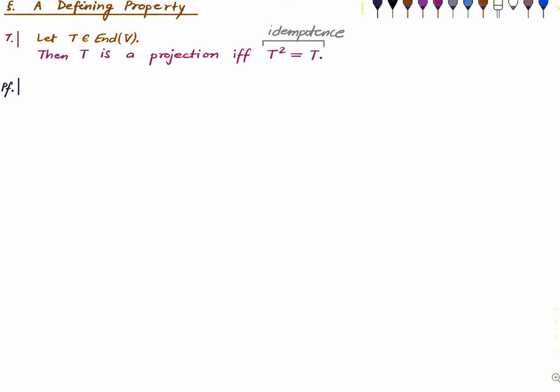So you call an endomorphism idempotent if its square is itself, just a name. And the theorem says that if you have an endomorphism, then it is a projection if and only if this happens. Pretty interesting. The notion of projection was a rather geometric one, but this is an algebraic condition. So that's very nice. And let's prove it.